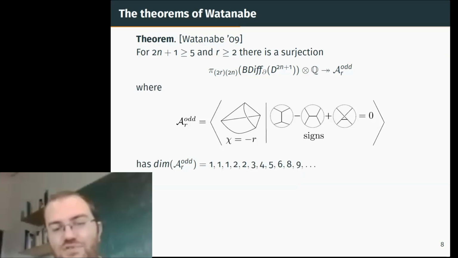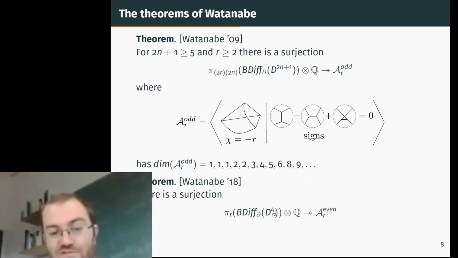But some general properties are known. So, for example, it's known that the dimensions carry on getting big. And most recently, in this direction, Watanabe proved an analogous theorem. In this case, incredibly, he proved it for the 4-dimensional disk.